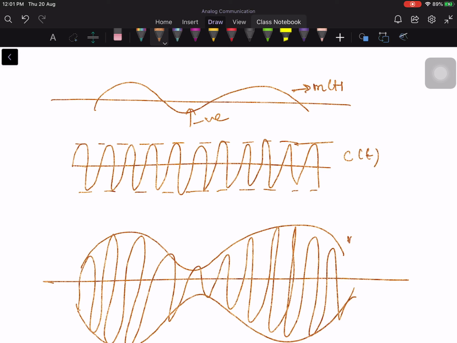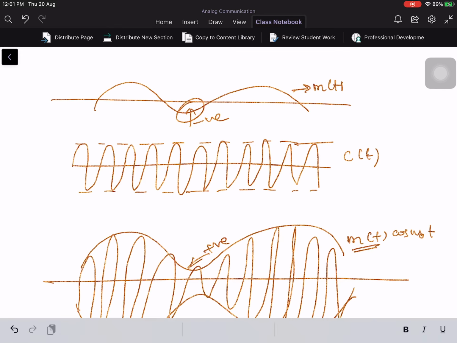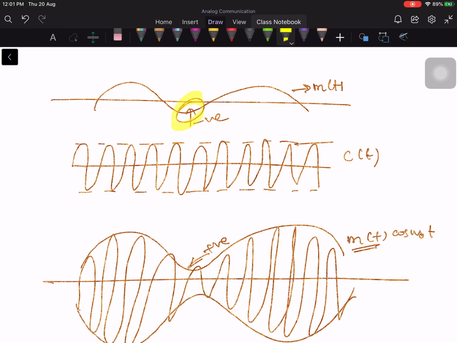Once you multiply m of t times cos omega naught t, then the instantaneous amplitude is not m of t, it is magnitude of m of t, because there is no negative part here. Look at here, this is also positive. Originally it was negative, see, this negative part becomes a positive part here. So, therefore, the instantaneous amplitude is governed by the modulus m of t, the positive value of m of t. Therefore, m of t itself will be positive and negative, but here it is completely positive.